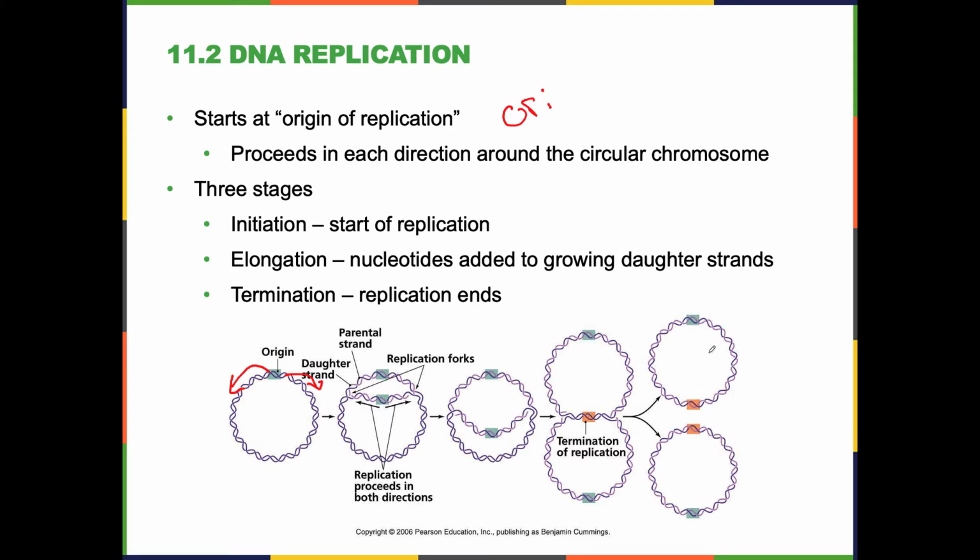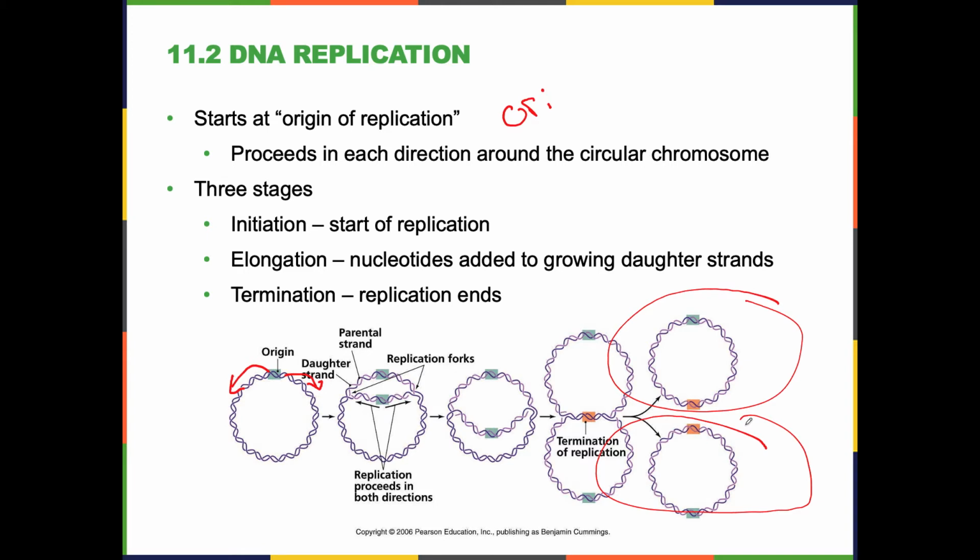And then now we end up having two molecules. Notice each one is half dark purple, half light purple: semi-conservative, a dark purple parental strand and a light purple daughter strand. Two DNA molecules, which then can be sorted into two cells. Three basic stages. We have the initiation, which is the start. We have the elongation, where we grow our nucleotide strands, and then termination, where replication ends. Initiation, elongation, termination.